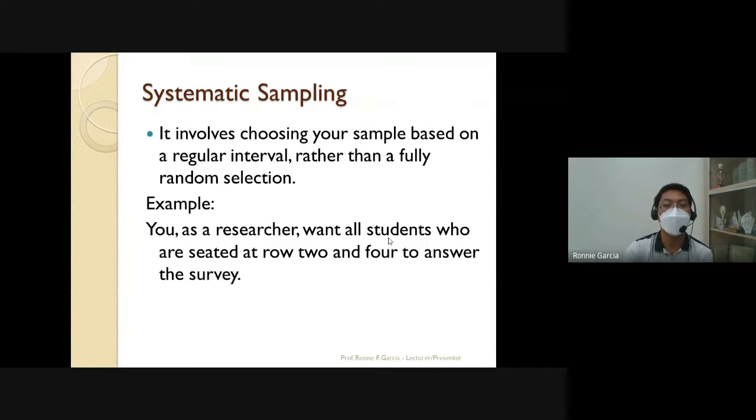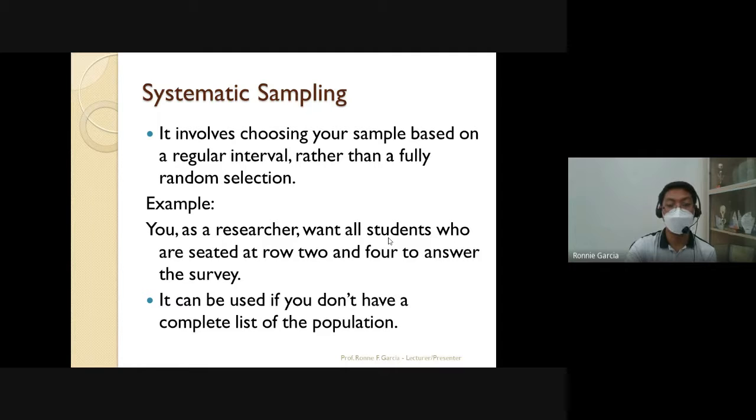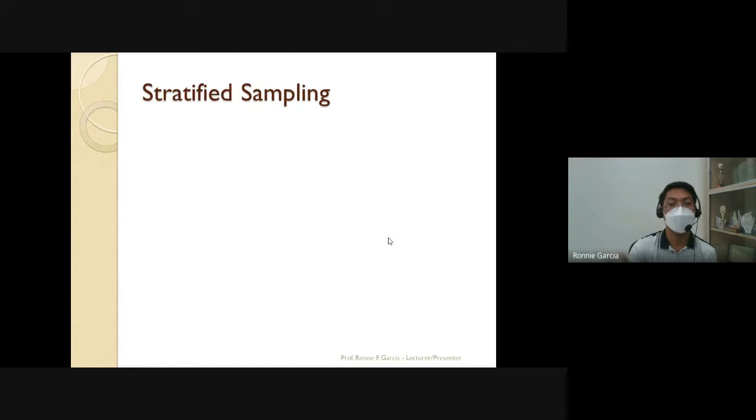So for example, maghatag number tanan mga customers. Katong mga nakakuha og number 2, 4, 6, 8, 10, mo to ang pwede mo anto diri kay akong interviewon. That is systematic sampling. Nagets ninyo? Yes, sir. Thank you. It can be used if you don't have a complete list of the population.